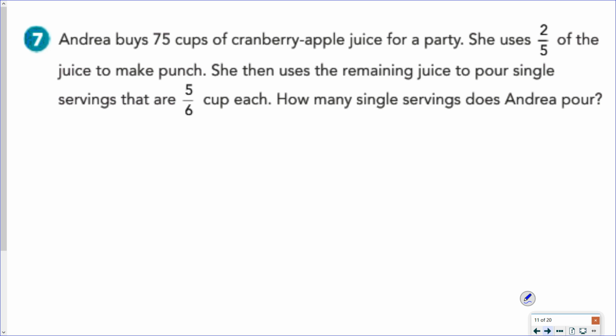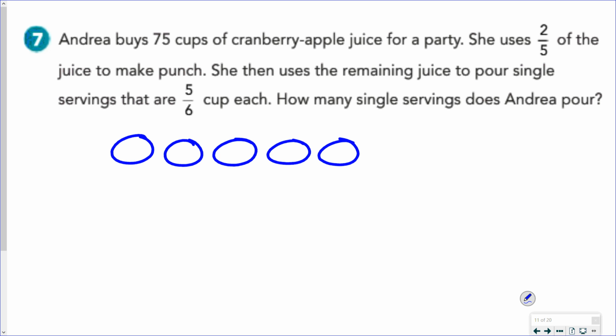So I'm going to start by drawing a picture. And again, I base that picture off of the denominator of my initial fraction. And so since my fraction is 2/5, I'm going to draw 5 circles this time. You can do boxes, you can do circles, you can do stick figures, whatever you want to use. So 2/5 of the juice goes to make punch. So those 2 are for the punch, which means the rest are those single servings.